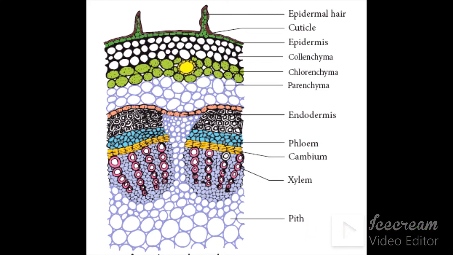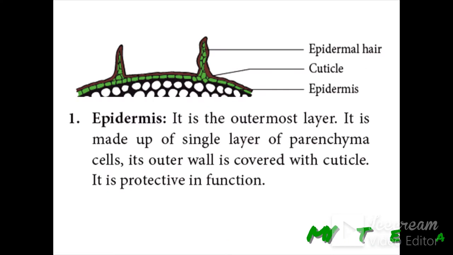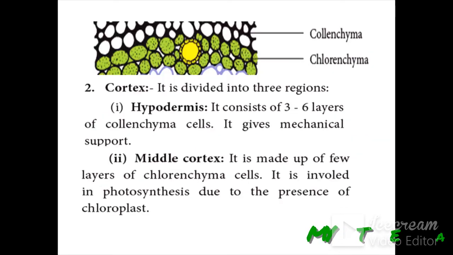It is having the following structures. Epidermis, outermost layer, made up of single layer of parenchyma cells. Its outer wall is covered with cuticle. Its function is protection. Second layer is cortex. It has three regions. Hypodermis consists of 3 to 6 layer of collenchyma cells. It gives mechanical support.